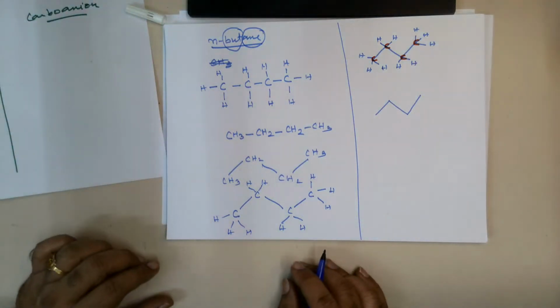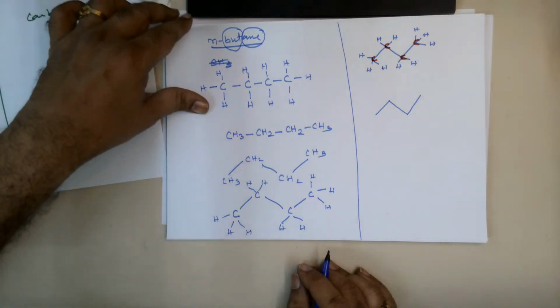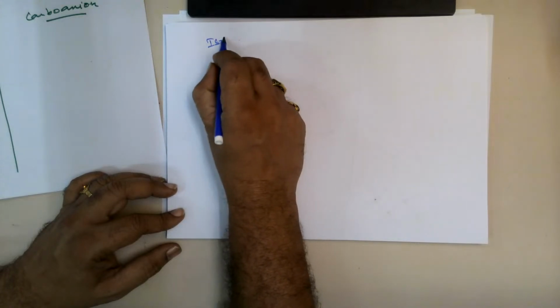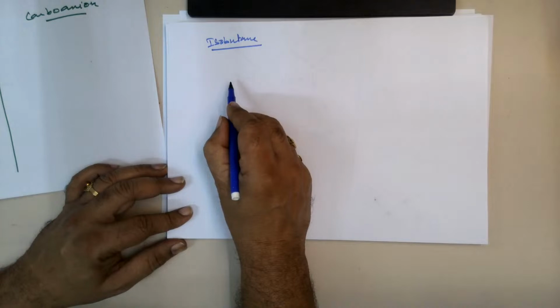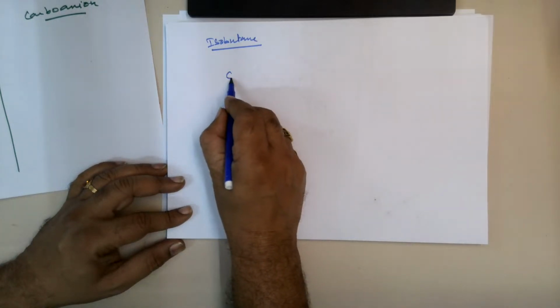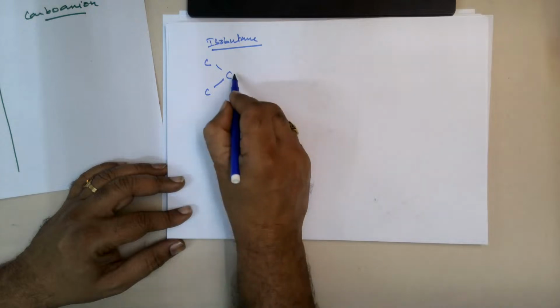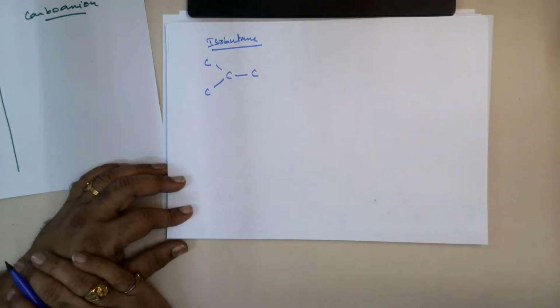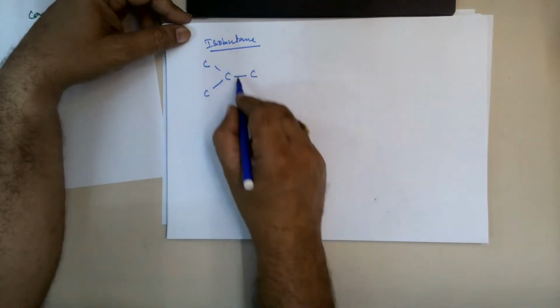So this is n-butane. Then we will draw the structure of isobutane. That is the secondary butane. Isobutane means similarly branched, C, C, and then you have to add another C, right? Now, this is isobutane. You have to fill up with hydrogen.